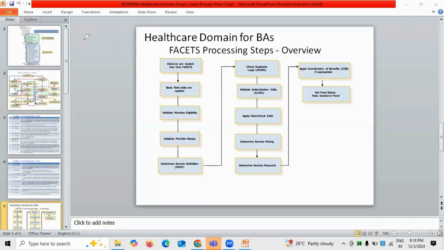So whenever they submit, what will happen? There will be a middleman called Scribe. You know that. What will Scribe do? Scribe will authenticate and authorize whether the required information is right or not. So once it is right, this claim will be loaded directly into the core Facets application. This is the first step.